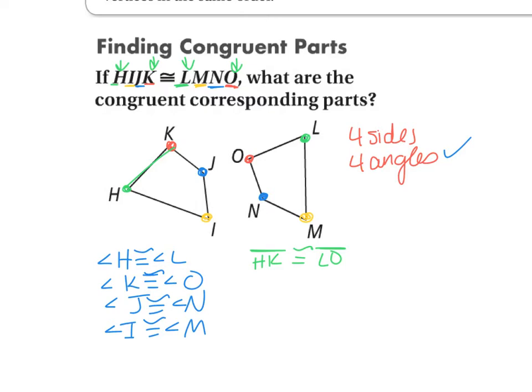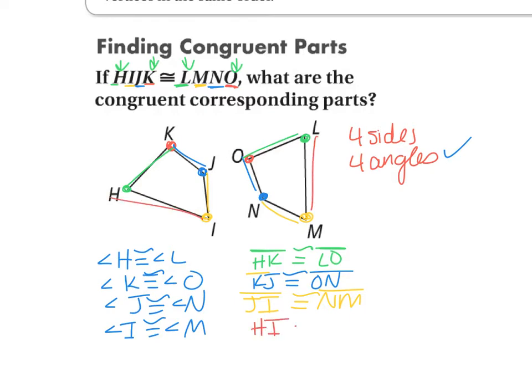Then let's do K to J. We're doing red to blue. K to J, red to blue, is congruent to O to N. Then let's do J to I, blue to yellow. J to I is congruent to N to M. And then the last one would be yellow to green, so H to I is congruent to L to M.